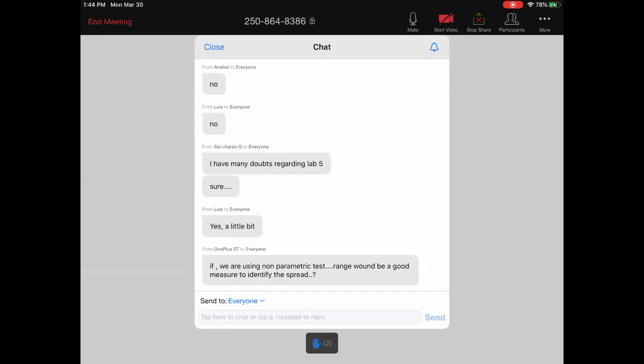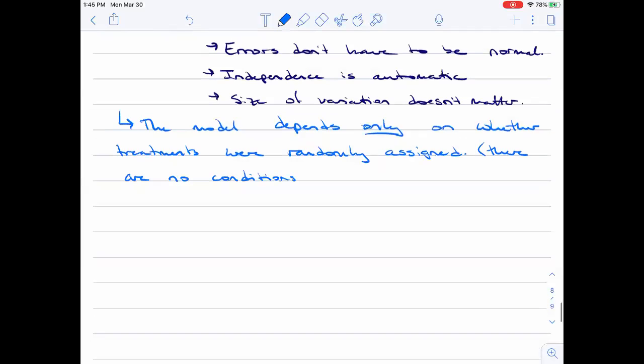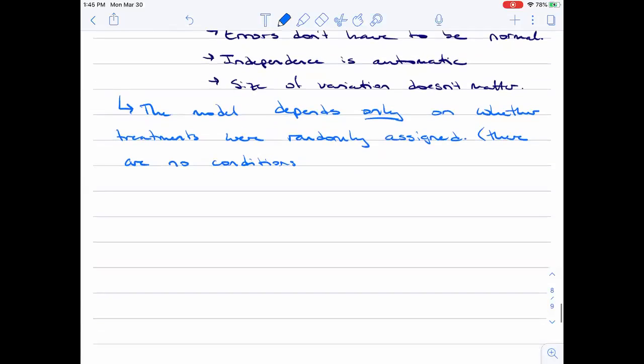So we are assuming that as long as the treatments were randomly assigned, there are no conditions that we need to check. There are no conditions to check if the treatments were randomly assigned.